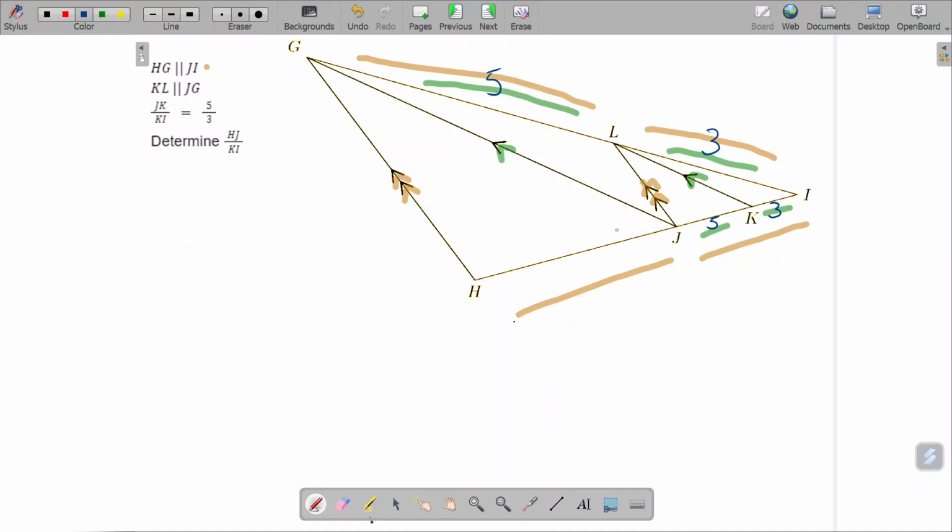But as we said, the green stripes and the orange stripes have a connection with one another. GL and LI are in use in both situations, which means that I now know that the orange stripes are in proportion 5:3, which means that I now know that HJ to JI is in the proportion 5:3, writing it over the color coding. That is what they asked me. Determine the length of HJ to KI.